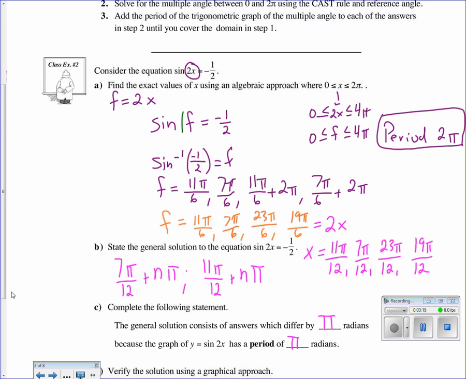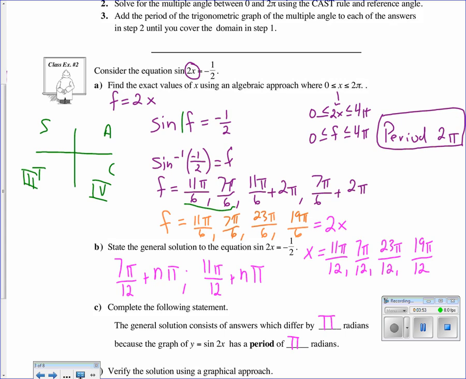So when I go inverse sine of -1/2, I'm finding out that I have answers that exist in quadrant number 3 and quadrant number 4. So those answers are my first 2 answers. 11 pi over 6 and 7 pi over 6. And to that, I have to add 2 pi. So I added 2 pi to 11 pi over 6. I added 2 pi to 7 pi over 6.